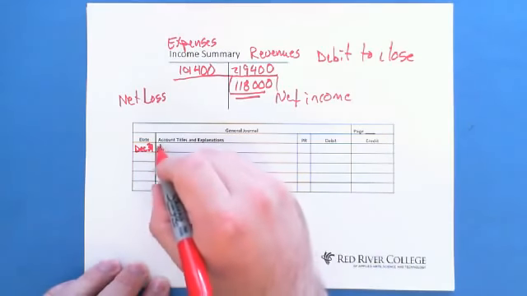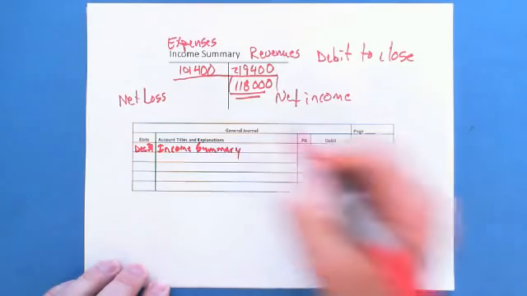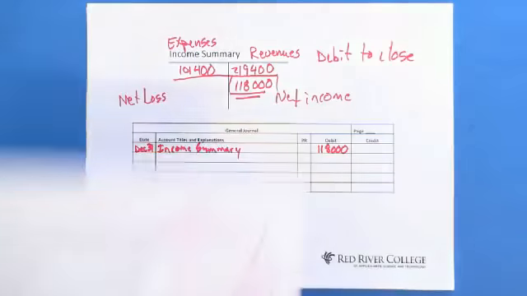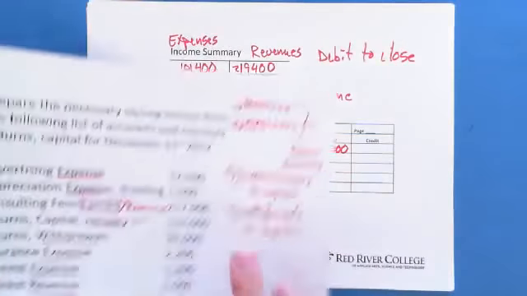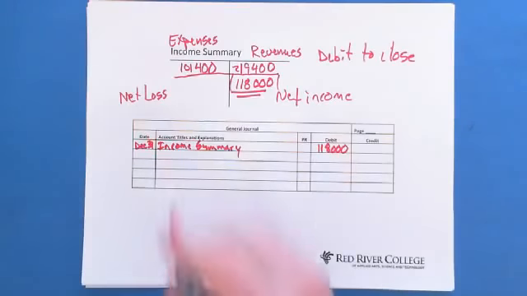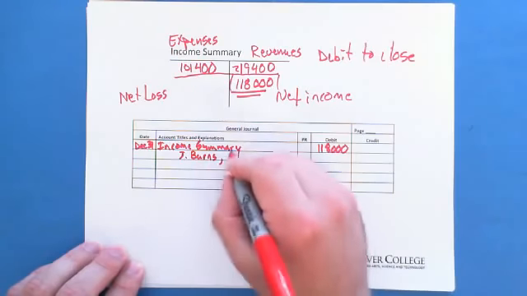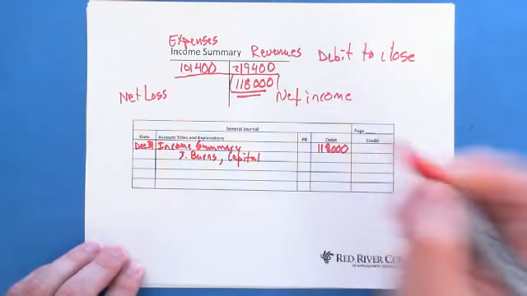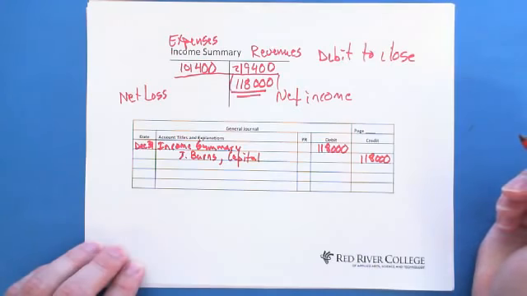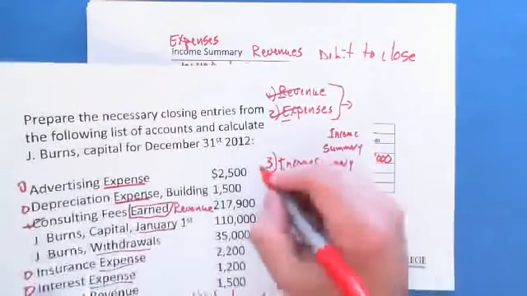So we debit income summary, and the income summary gets closed to the capital account. So the capital account is J. Burns Capital. And then we just credit it for the same amount. So there we go. We've closed the income summary to the capital.